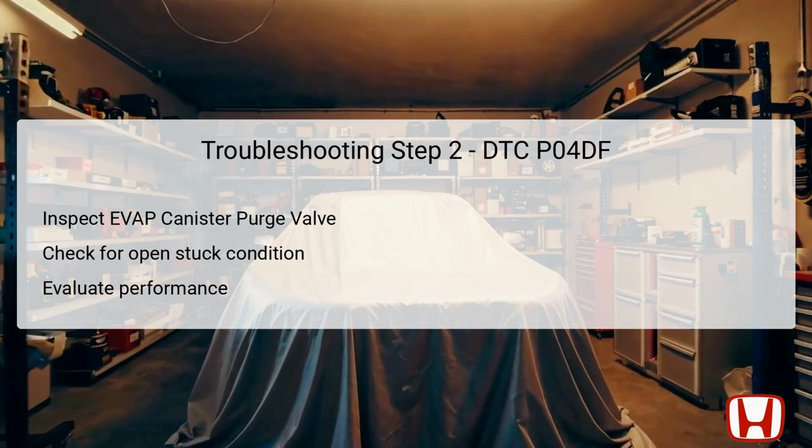It must be able to close properly. Any hindrance in its operation directly impacts the vehicle's ability to manage fuel vapors. This inspection should involve visually examining the component and possibly running functionality tests using the HDS to ensure it operates within specified parameters. If the inspection reveals that the EVAP canister purge valve shows signs of being stuck or otherwise malfunctioning, it should be replaced to resolve the issue. This step is integral in determining whether the valve is the root of the DTC P04DF.